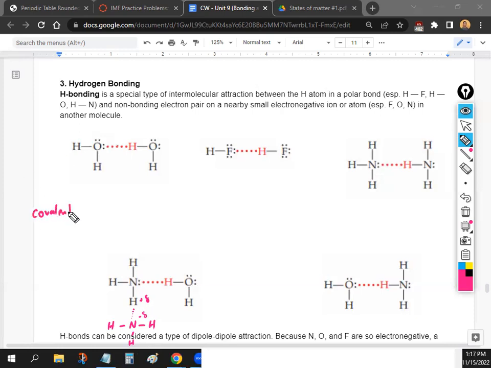Covalent bonds are way, way stronger than any intermolecular forces. So the stability of this molecule matters more than the intermolecular forces. It's like we're not even talking about the same thing there. It's not an actual bond, it's just attraction.